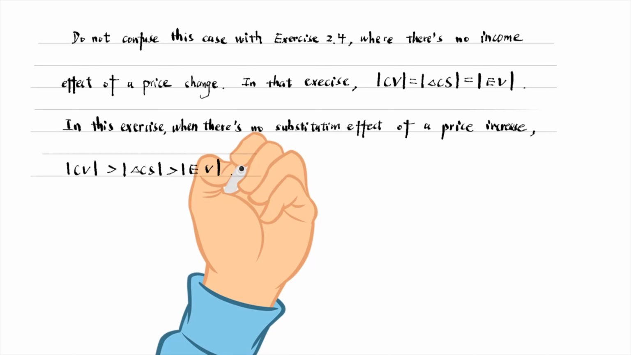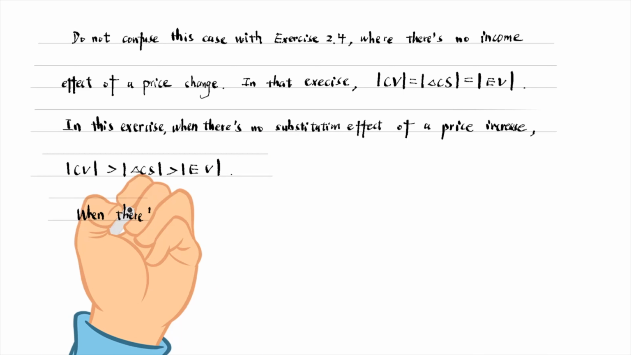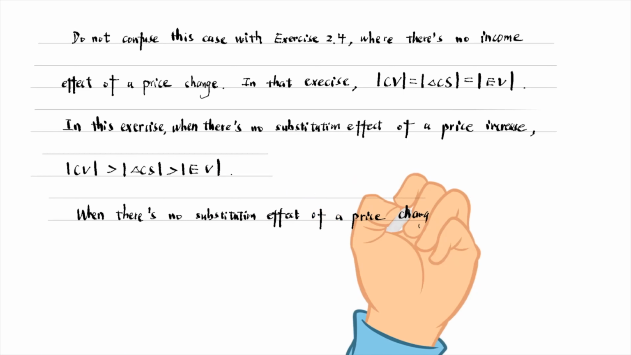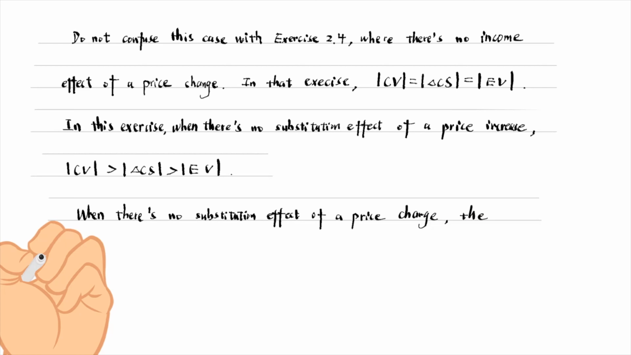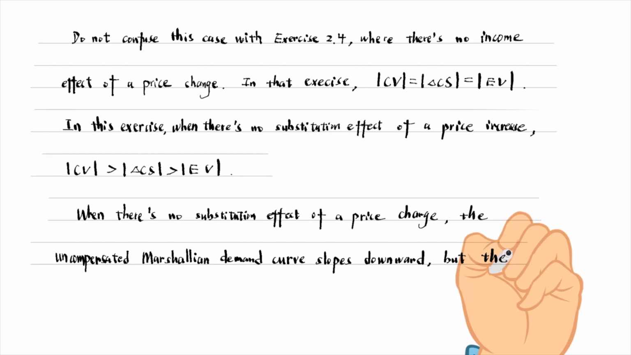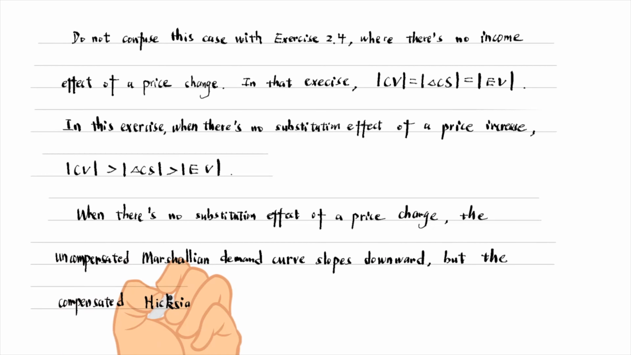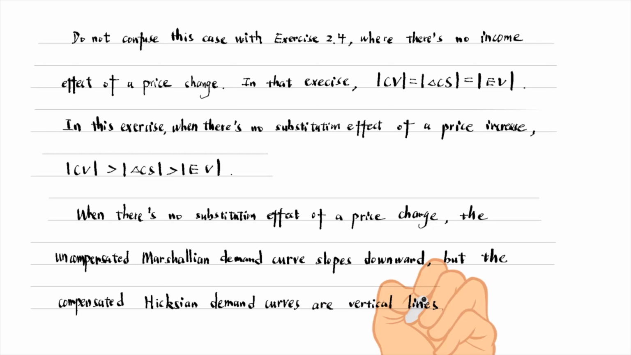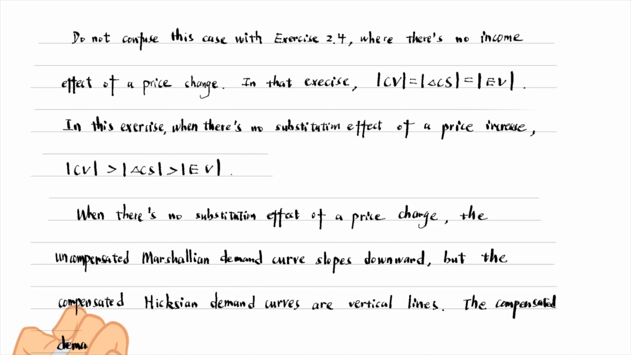The perfect complements must be normal goods, so the size of the compensating variation is larger than the change in consumer surplus, which is larger than the size of equivalent variation. When there is no substitution effect of a price change, the uncompensated Marshallian demand curve slopes downward, but the compensated Hicksian demand curves are vertical lines. The compensated demand is completely insensitive to a price change.